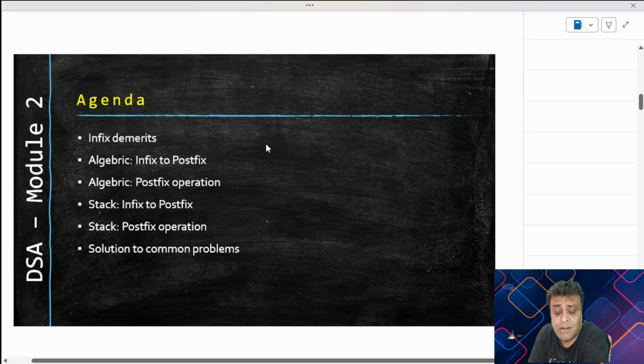We are actually right now talking about the application of stacks, and infix and postfix resolution is one of the applications of that. Needless to say, we will end with the solution to common problems, and that's where we will be talking about various problems. You will see there is a plethora of questions that comes from this particular topic.